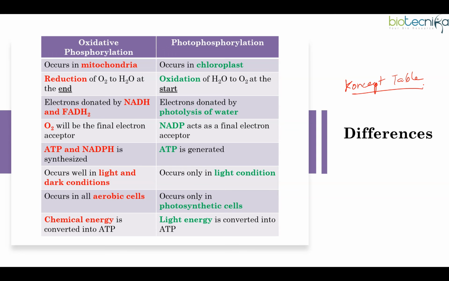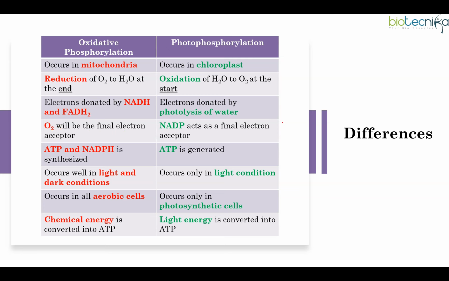Oxidative phosphorylation occurs in mitochondria, whereas photophosphorylation occurs in chloroplast. For oxidative phosphorylation, oxygen is reduced to water at the end. But as I told you, in photophosphorylation, we start with the oxidation of water to release the electrons and oxygen. In oxidative phosphorylation, electrons are donated by NADH and FADH2. But here the electron source is water, that is, photolysis of water. In oxidative phosphorylation, oxygen is the final electron acceptor. Here the electron acceptor is NADP, which ultimately leads to the formation of NADPH required in the dark reaction.